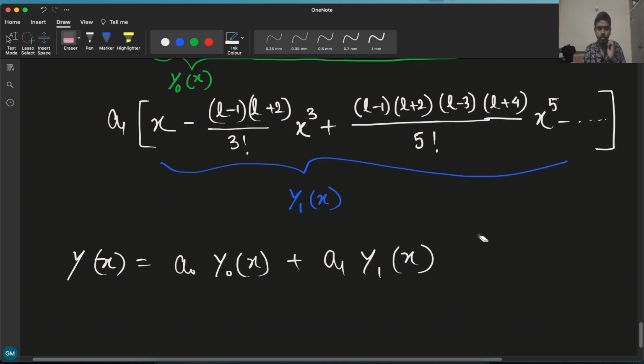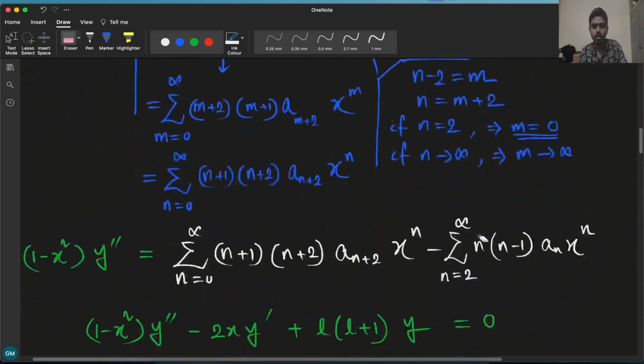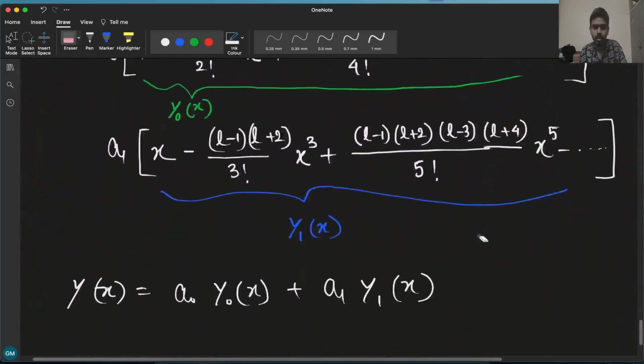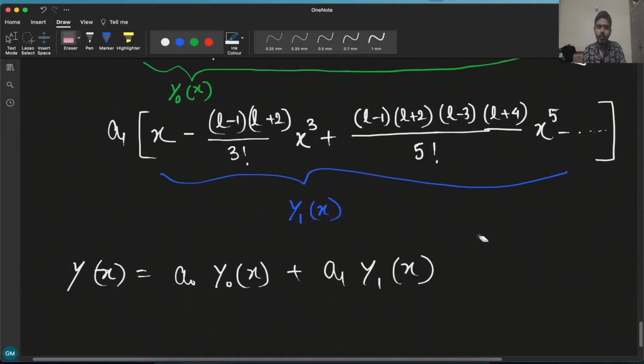So what we did in this class is basically we took the Legendre differential equation and found its general solution. Now depending on L, we will generate different solutions. That we will do in the next class.